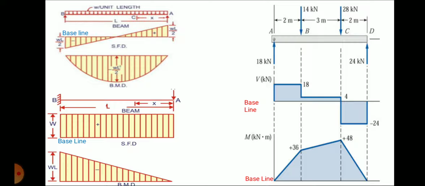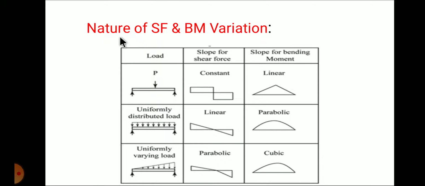Next I will show you how the variations will be. Here you are seeing the linear variations, here you are seeing the constant variations, these are the linear variations, and these are the parabolic variations. How to draw these variations for shear force and bending moment, this is important. For that you need to remember this table. To draw the variations of the shear force and bending moment, you need to remember this table. In this you can see this is the load, this is the slope for shear force and bending moment.